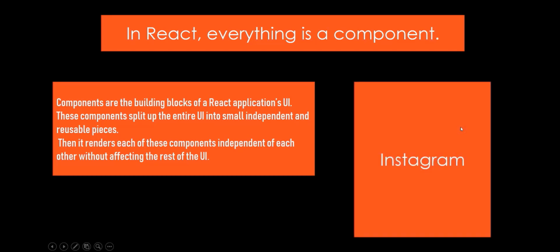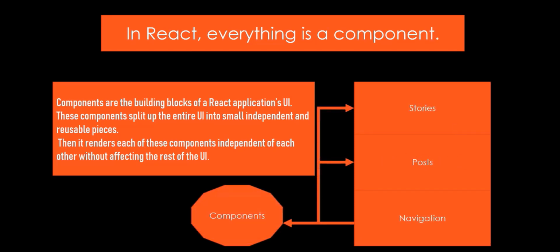If I give you an example, let's take Instagram. On the Instagram home page, you can see there are different sections for story and for post. Also, on the bottom side there is a navigation part as well. So we can divide all of these into different components and simply use all of these components in our home page, like a story, post, and navigation component.